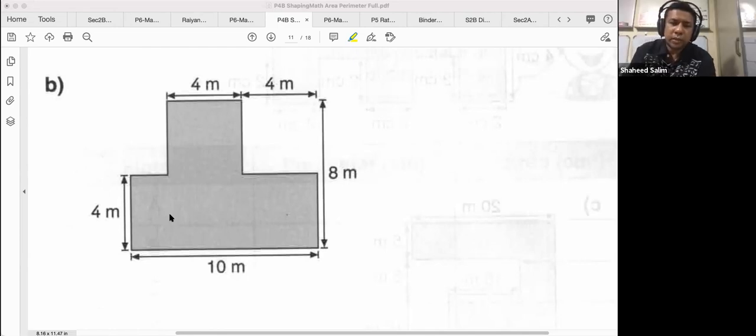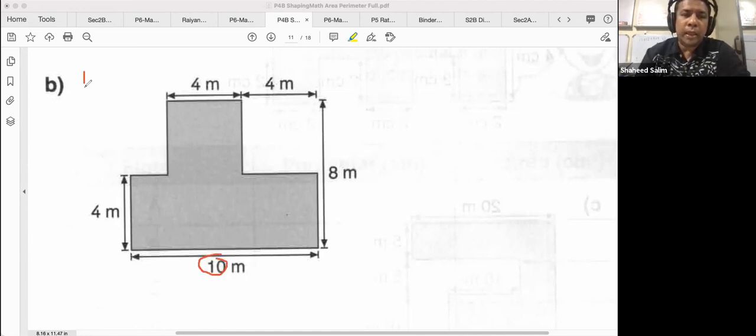Oh, Kashmir, you said 30. Okay, let's check. We check one by one. Neris, what about you? Have you tried? Down here is 10, right? Okay, so you put 10. Then down here you want to find, okay, this is 4, right? This is 4. This one is how many? We can find 10 minus 4 minus 4. 10 minus 8 is 2. This one is 2 lah.